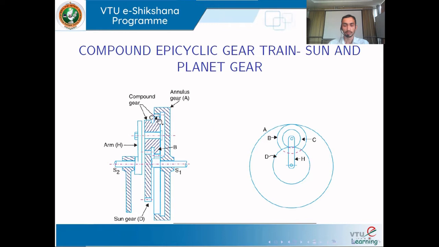The same view is shown in the side view. You have the larger annular gear, and you have the arm. This is the arm H, and you have a sun gear D, and you have a compound gear BC. The annular gear is in mesh with B, and the gear C is meshing with the sun gear D. In this, you may have to find out the speed and direction of rotation of some of the gears. So we will discuss that with the tabular column method.